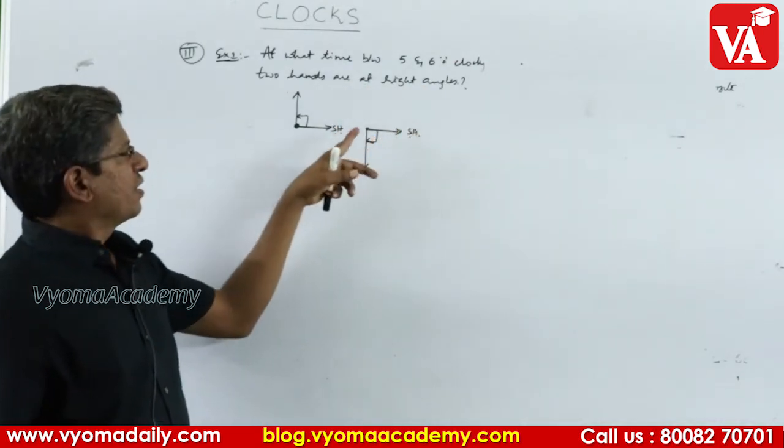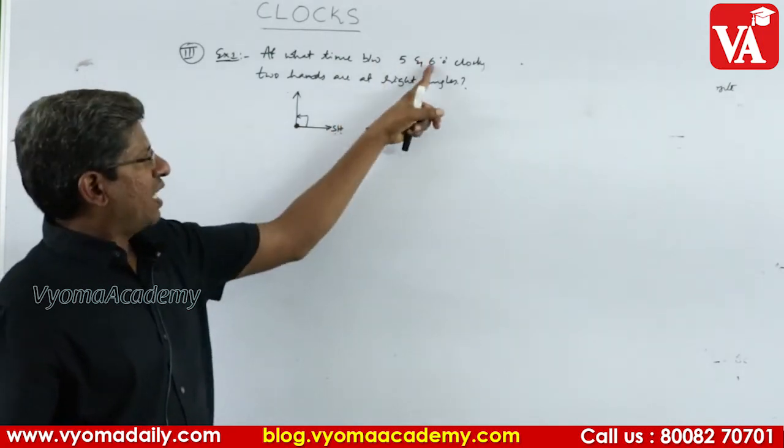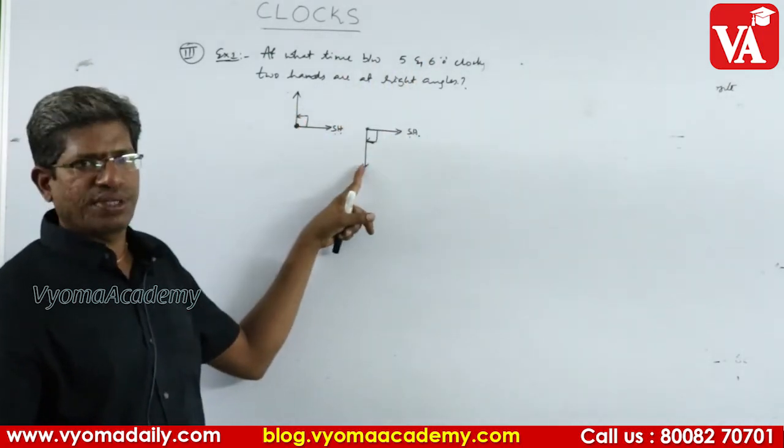That means in every 1 hour interval we will get the two answers. That means between 5 and 6 we will get this answer and this answer also, isn't it?